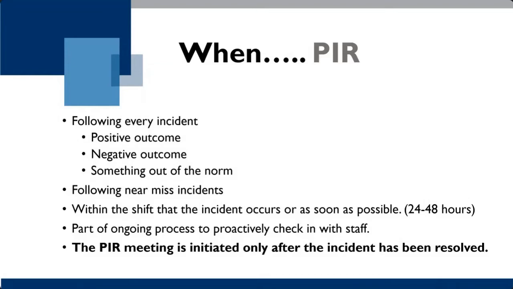So then also, as part of an ongoing process to proactively check in with your staff, you want to go back and look and say, okay, is there anything that we should review? Anything that could have, should have happened? Maybe a near miss that people didn't think about or didn't think to bring forward? So check in with your staff and proactively talk to them and bring up stuff like this to see if there's something that should be done. Maybe a post-incident review should take place based on an incident that they're aware of.